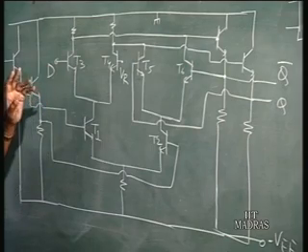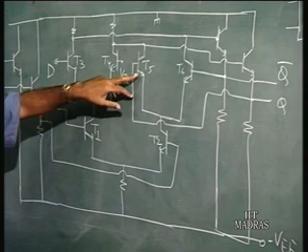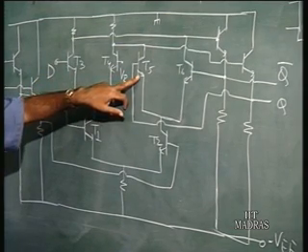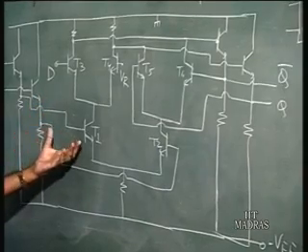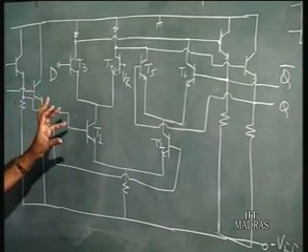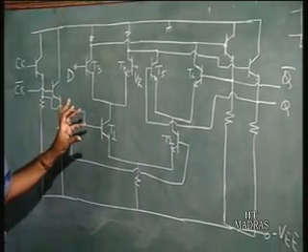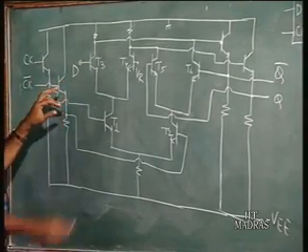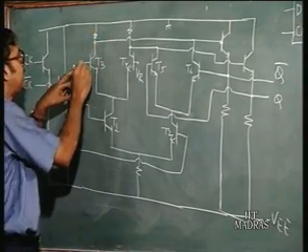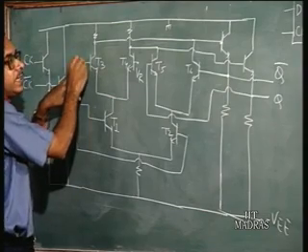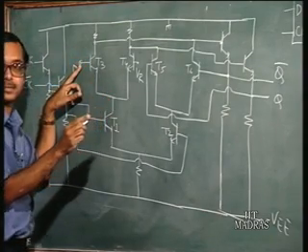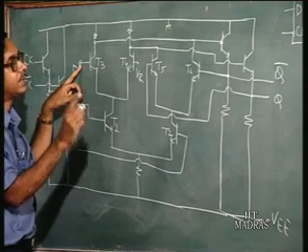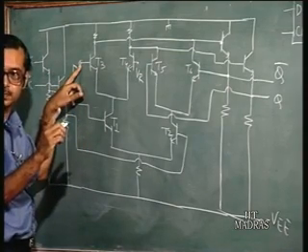Now, suppose the clock input changes, that the clock becomes low. Now, let us see. Initially if D is high, Q is high, and Q bar is low.